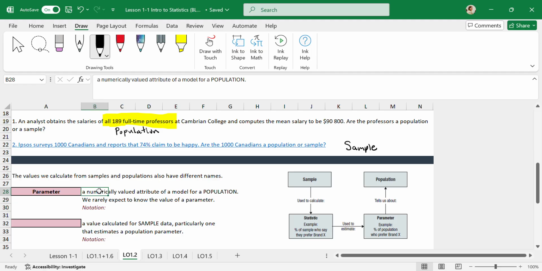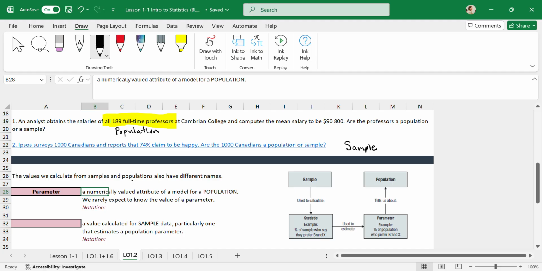You usually never have the value of a parameter because it costs too much money. It takes too much time to ask everyone in the population. But there are rare circumstances where you can ask everybody. Like if the population's only a small group of people, like the full-time professors at Cambrian College, or if you're the government of Canada and you're doing the census and you have to ask everybody in the country, there are rare circumstances we could have those numbers, but it's more rare to actually ask everybody in the population.